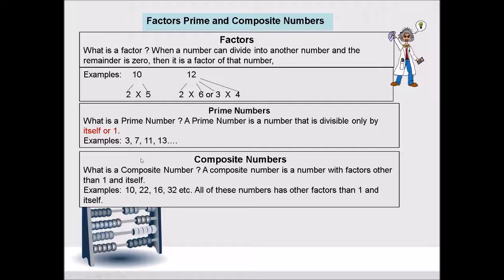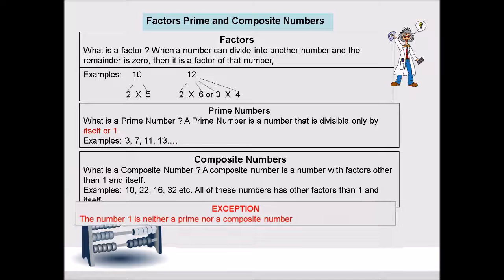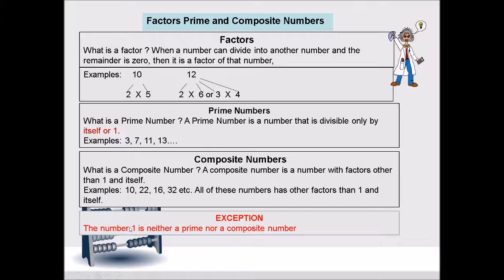What is a composite number? Basically just the opposite of a prime number. A composite number is a number that has other factors also than just 1 and itself. Example 10, which can be 2 times 5, or 22, which can be 2 times 11, etc. There is just one exception. The number 1 is neither a prime nor a composite number. Please remember that one.